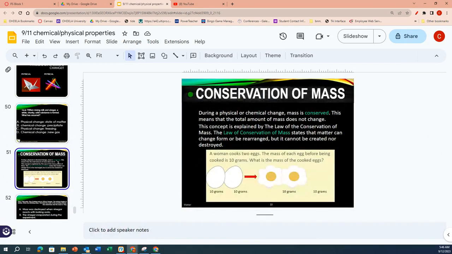All right, so let's review this idea of conservation of mass. During a physical or chemical change, mass is conserved. This means that the total amount of mass does not change. This concept is explained by the law of conservation of mass. The law of conservation of mass states that mass can change form or be rearranged. That's a chemical change, but it cannot be created or destroyed. So when we cook a 10 gram egg, it's a chemical change, and we still have another 10 gram egg. So the total mass is 20 on both sides.